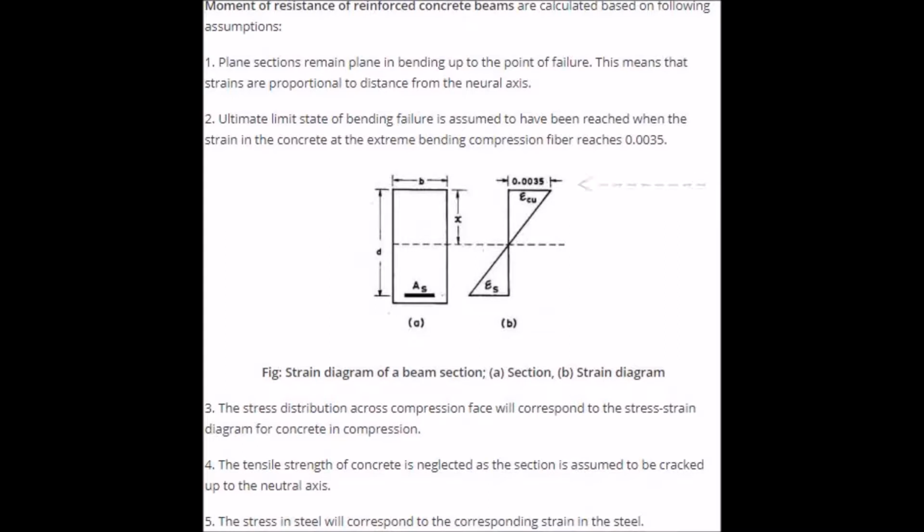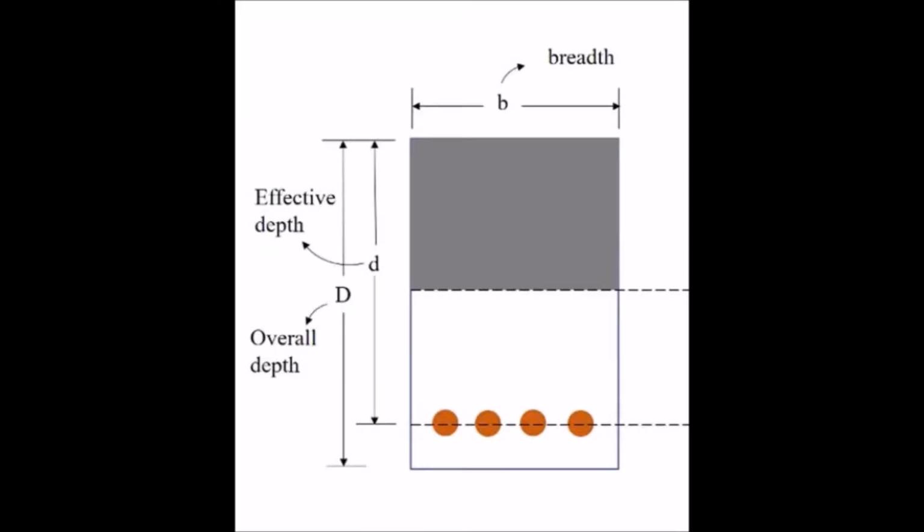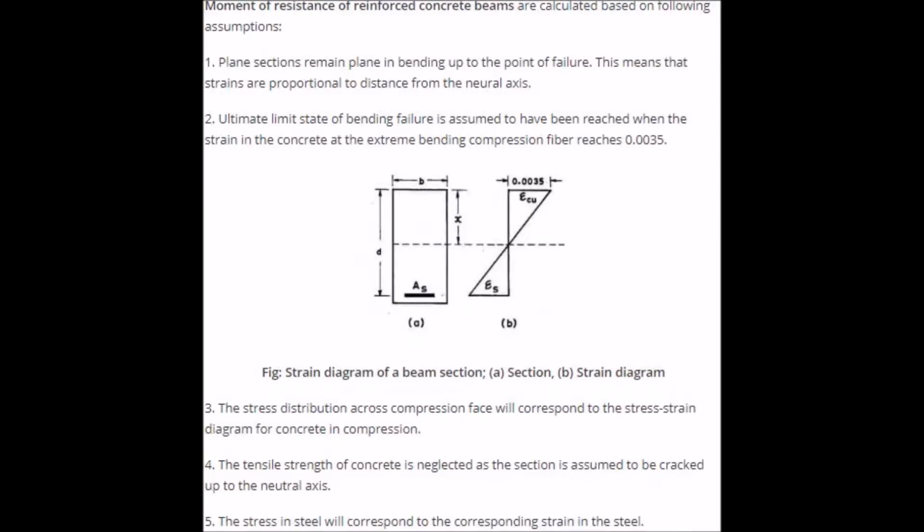Similarly, the stress distribution across the compression face will correspond to the stress-strain diagram for concrete in compression, and the tensile strength of the concrete is neglected as the section is assumed to be cracked up to the neutral axis. In the figure you can see here, the concrete in the tension region can be neglected. Similarly, the stress in steel will correspond to the corresponding strain in the steel as well as in compression.